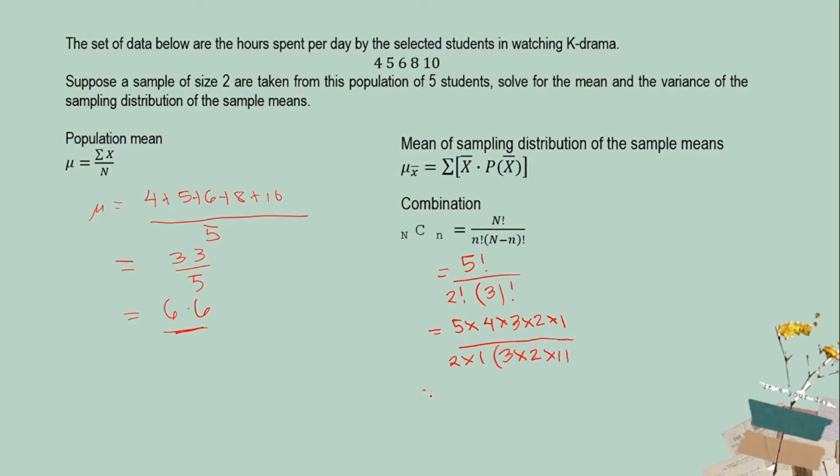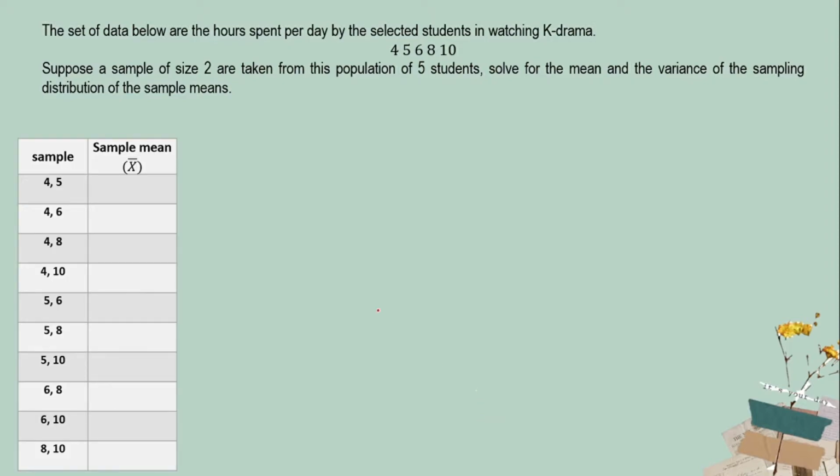And it gives us 120 over 12, which is equal to 10. Therefore, there are 10 possible samples. So these samples are 4, 5; 4, 6; 4, 8; 4, 10; 5, 6; 5, 8; 5, 10; 6, 8; 6, 10; and 8, 10. Now we're going to compute the mean of every sample.